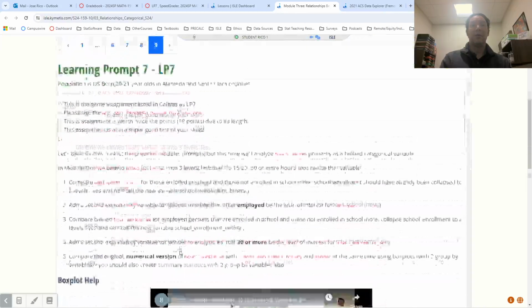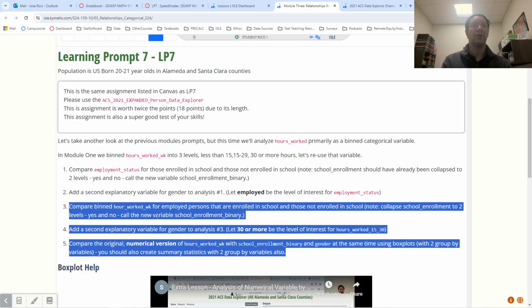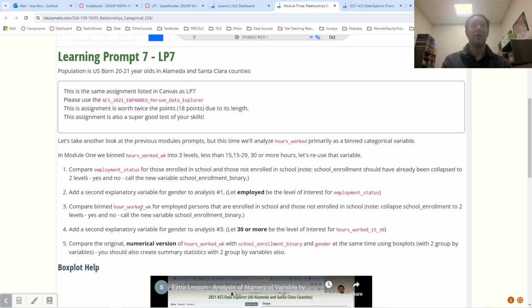All right, class. I just wanted to do a quick thing on LP7. Just want to make sure people are doing okay on this. Main thing I've noticed so far grading a couple of these is questions 3, 4, and 5. You're always looking at hours worked per week, so you have to filter for employed persons.